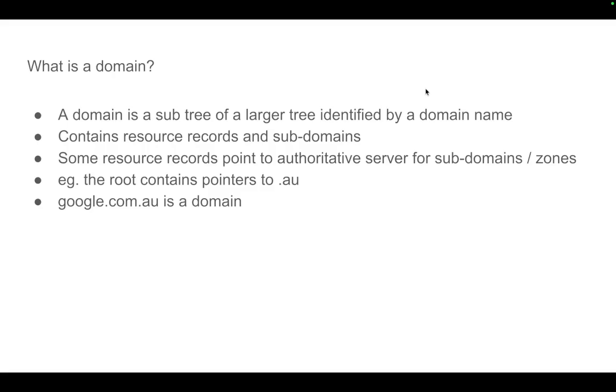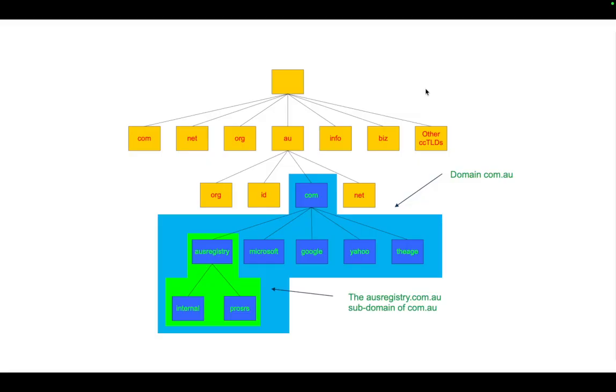So what is a domain? A domain is a subtree of a large tree identified by a domain name, containing resource records and subdomains. Some resource records point to the authoritative server for a subdomain and zone. Root for Australia is .au. So google.com.au is a domain name, which is shown here in the picture. All right, so we traverse the tree from bottom to top.